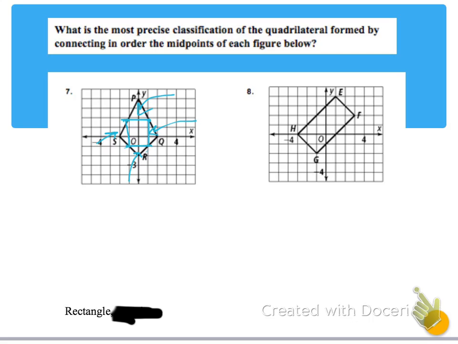So now let's check our last one. So I'm going to go ahead and draw the picture. And you can tell that they don't have 90-degree angles, and they all have congruent sides. You would use the distance formula to find the sides, and you can tell that it is a rhombus.